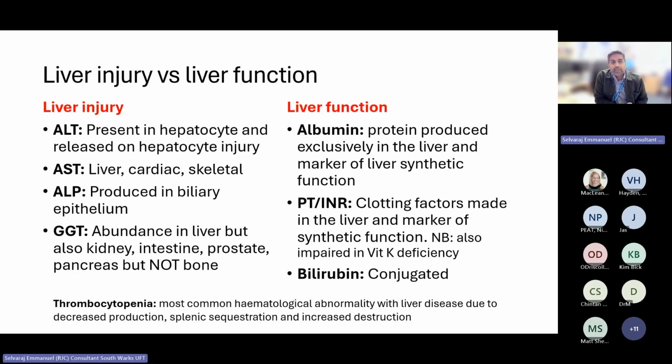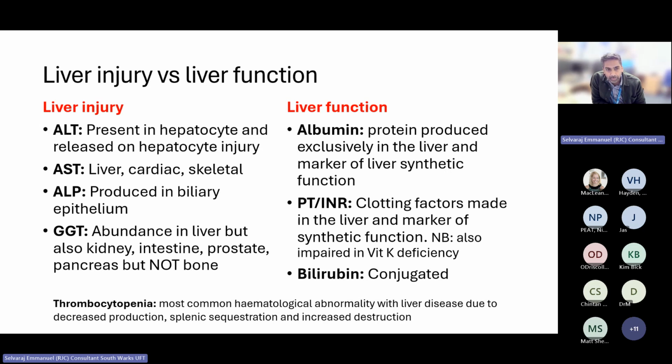So just a little bit of recap about what liver injury and liver function is. This is, again, just a reminder to us that the LFTs, the ALT is present in the hepatocytes and are released when the hepatocytes are injured. AST will be the same. ALT is actually more useful in liver injury than AST, because AST is present also in cardiac and skeletal muscles and can be raised due to that. But the ratio between AST and ALT can be helpful to predict severity of liver disease, particularly in alcohol.